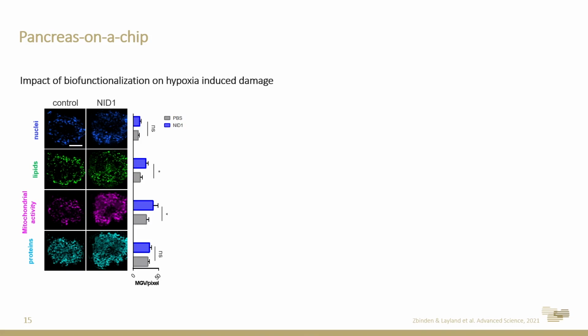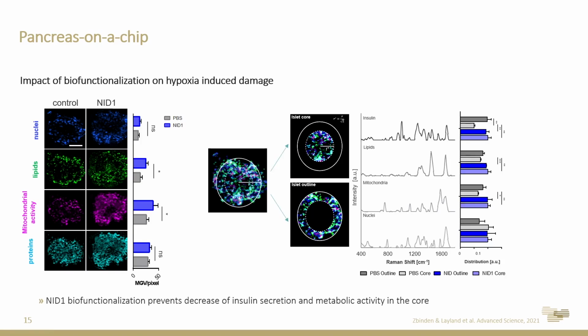So the spheroids were cultured with a protein, nitrogen-1, and what was done again were the Raman images in this chip, so in living conditions. And what we could show is that with this biofunctionalization, the mitochondrial activity but also the insulin content could be maintained in the core when the spheroids were subjected to hypoxic culture conditions, but this could not be maintained in the normal culture medium.